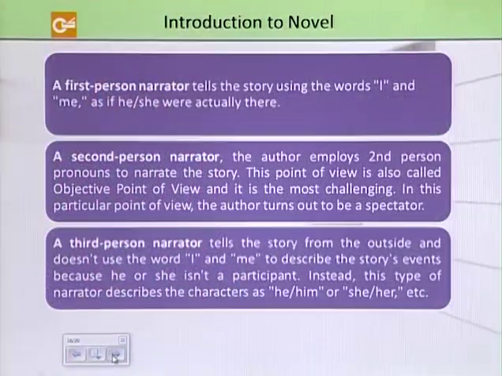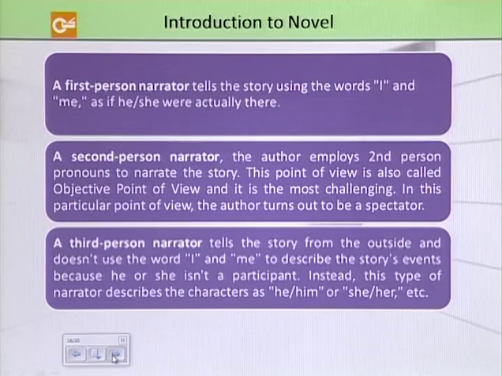A first-person narrator tells the story using the words I and me as if he was actually there. In a second-person narrator, the author employs second-person pronouns to narrate the story. This point of view is also called objective point of view, and it is the most challenging. In this particular point of view, the author turns out to be a spectator.